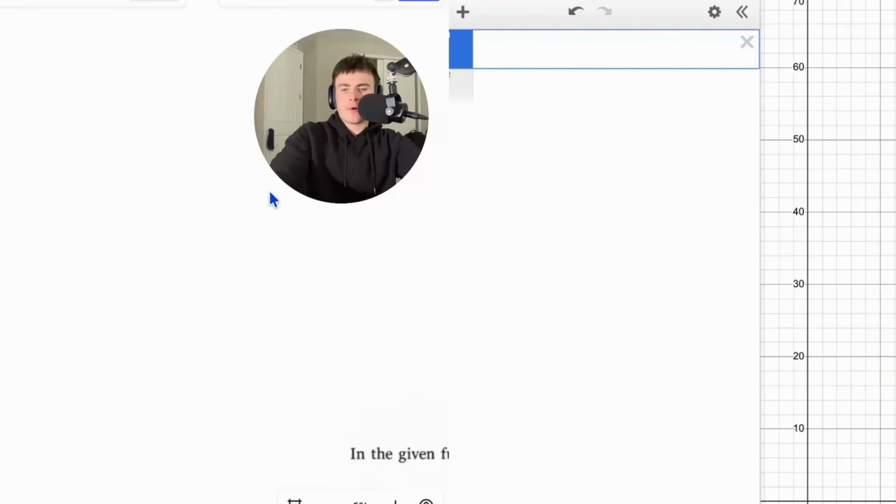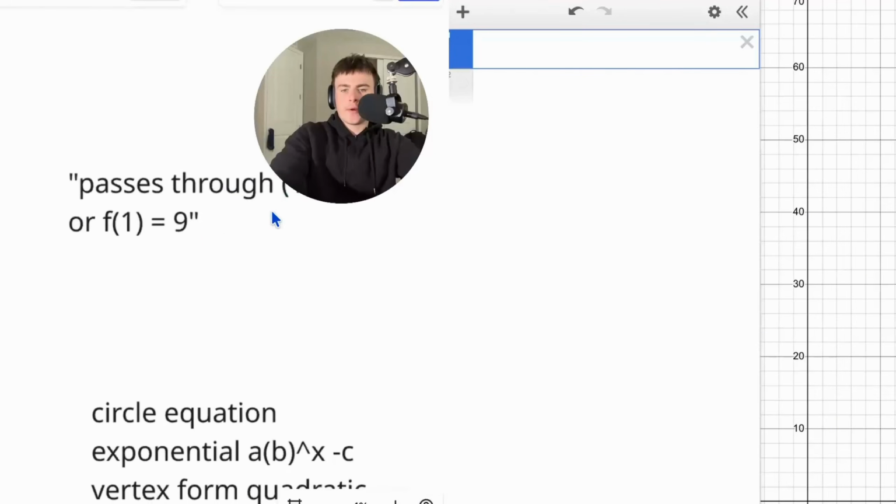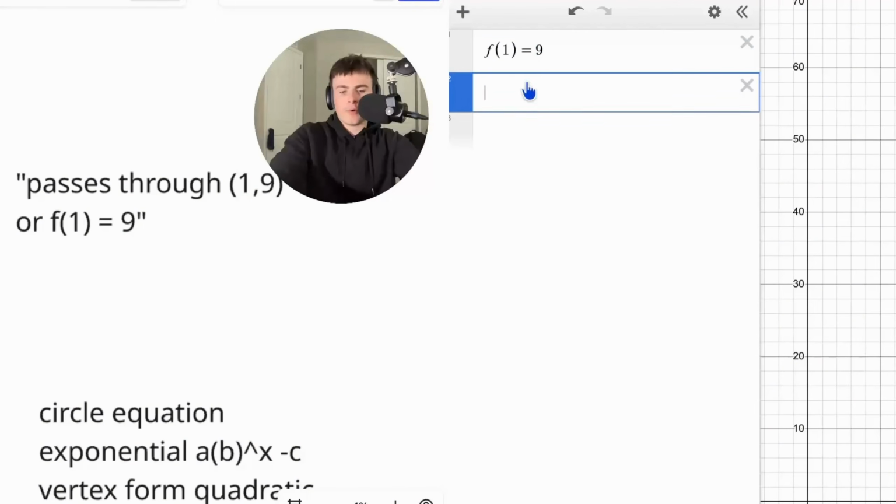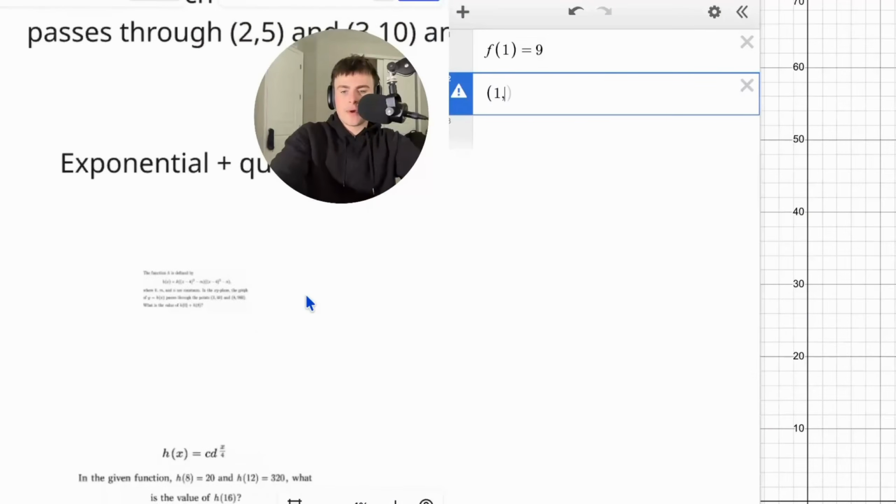Now, this is a note I wrote over here where sometimes it'll say this line passes through a point, or it'll say literally f of 1 equals 9. What this means is the x value is 1 and the y value is 9. So this is literally the same exact thing. Do not get confused. They're both the same point. They're both 1, 9 because the x value goes inside of the function and the y value is here. So they're the same exact thing. You type it in the same way. Do not confuse them. Now, anyway, back to this question.